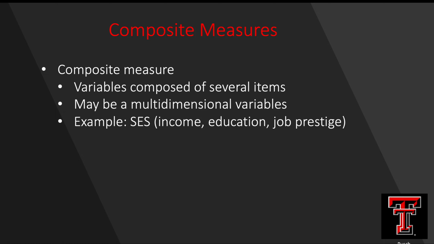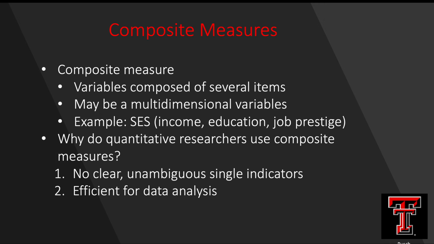For example, we talked a little bit about socioeconomic status, SES, and sometimes we measure it just using income, but a more complete way of measuring this would be income, education, and job prestige. So again, there are different dimensions of socioeconomic status. When we have variables with multiple dimensions, we use either an index, a scale, or a typology, a composite measure. We do this when there are no clear, unambiguous single indicators, and also because it's efficient for data analysis.